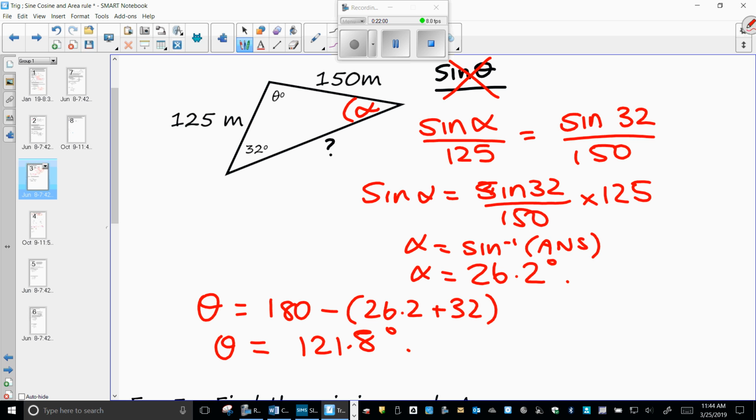Now, I've actually left that one to 4 significant figures or 1 decimal place. Just check what your questions are. Okay?